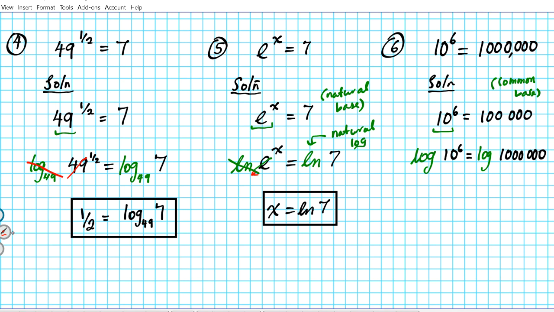Alrighty, so we're taking the common log of both sides. On the left side, since there's an invisible 10 right here, we don't normally write it, but I'm just going to write it there so you can see what's going on. So put a 10. So these two take each other out. And then we're left with 6 equals the common log of 1 million. So remember, for common log, you don't put any number there. That automatically implies that the base is 10. Ladies and gentlemen, that's the answer to question number 6.